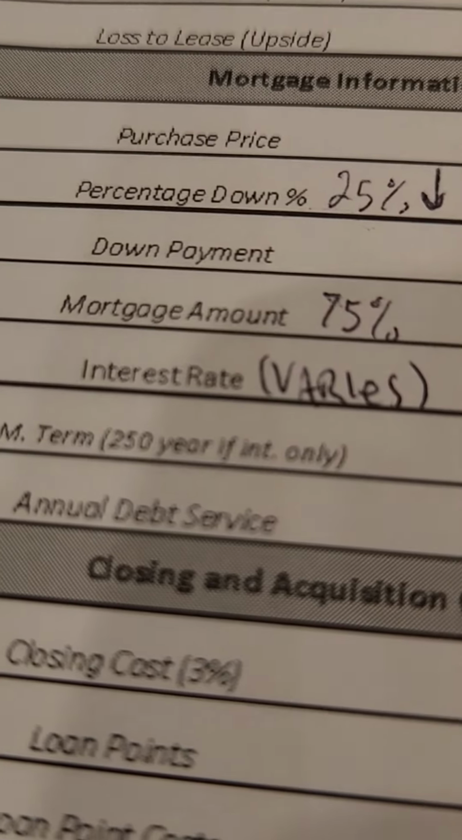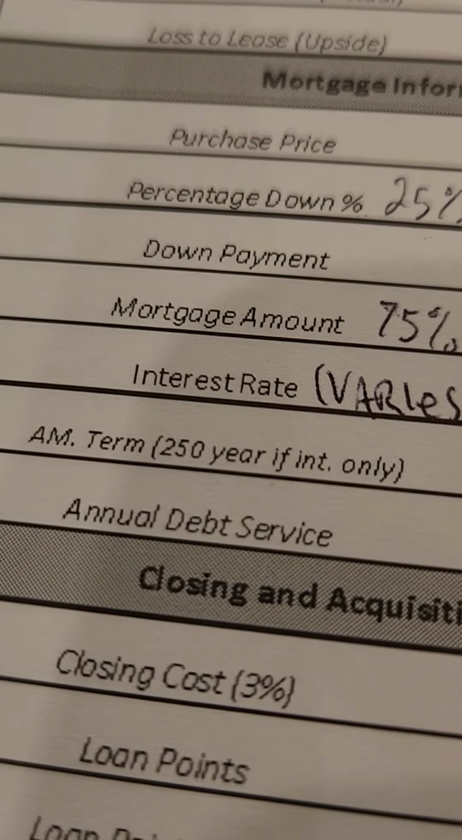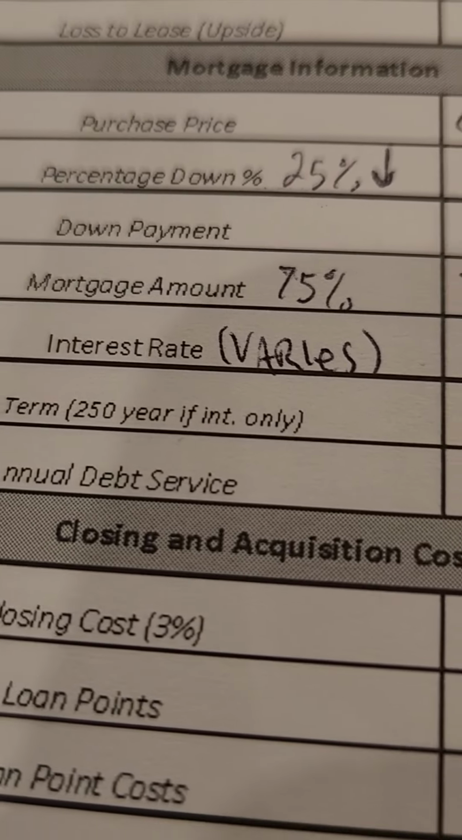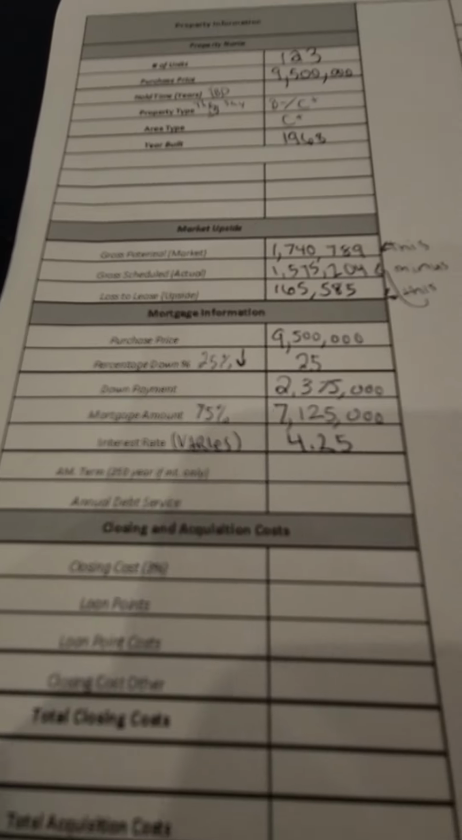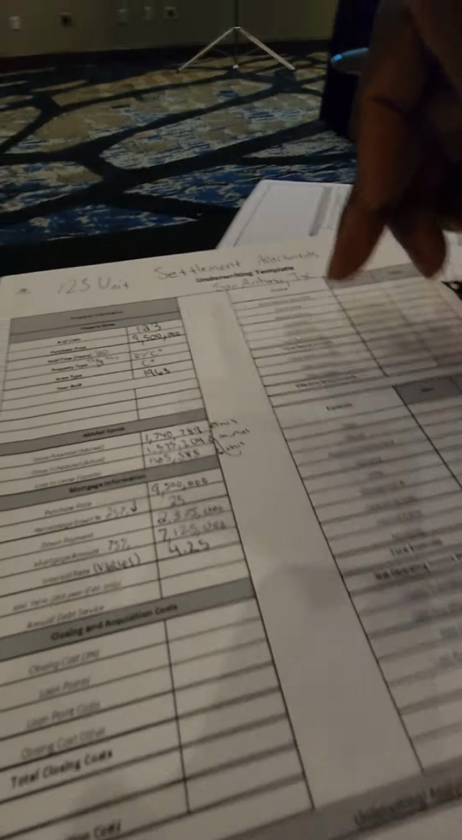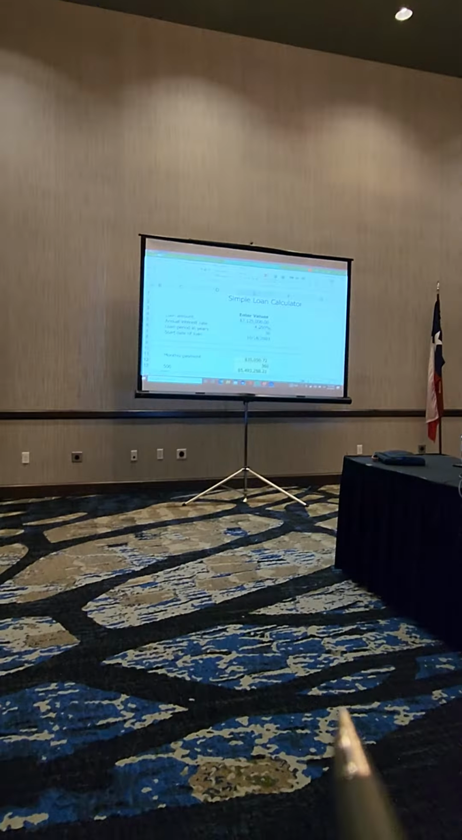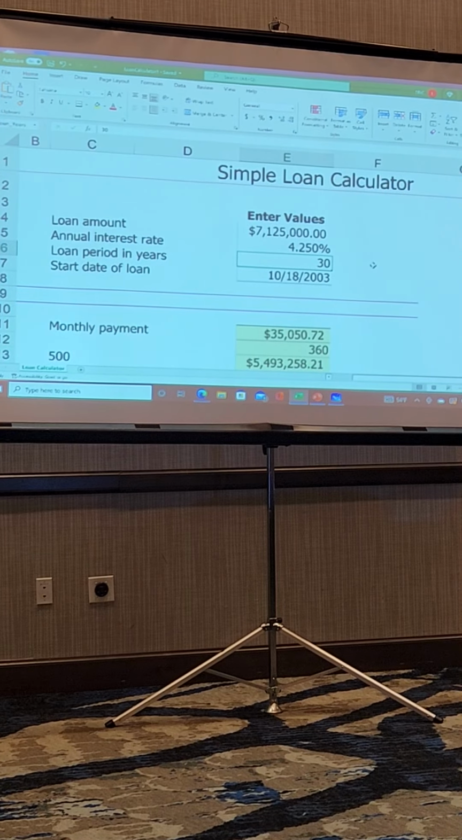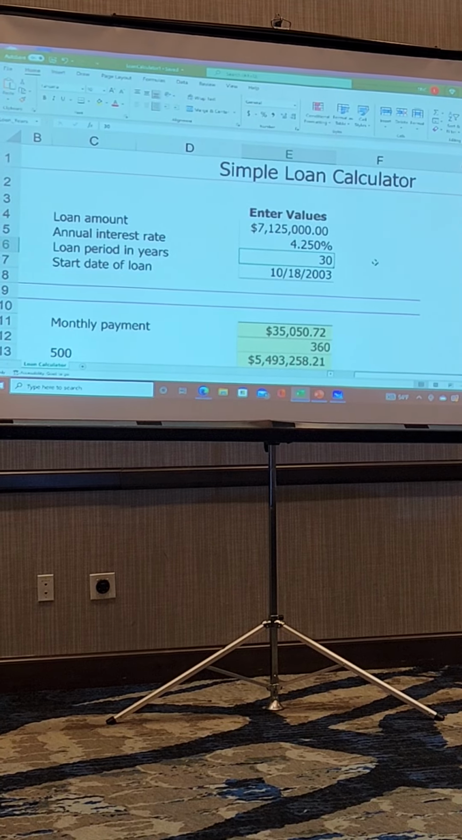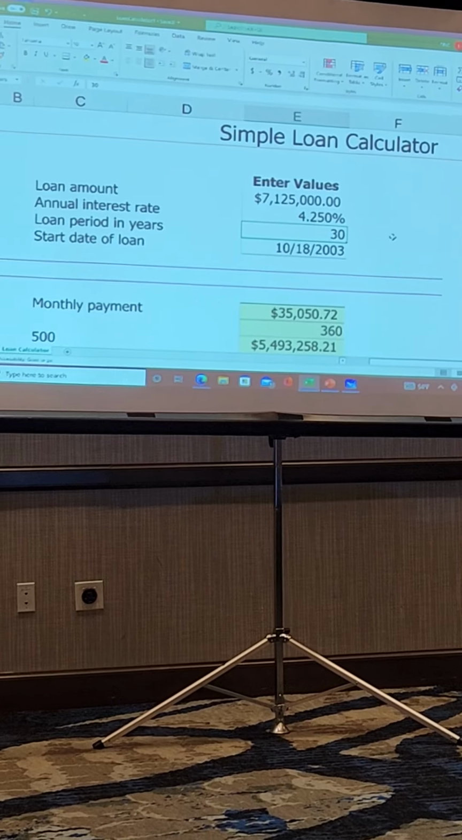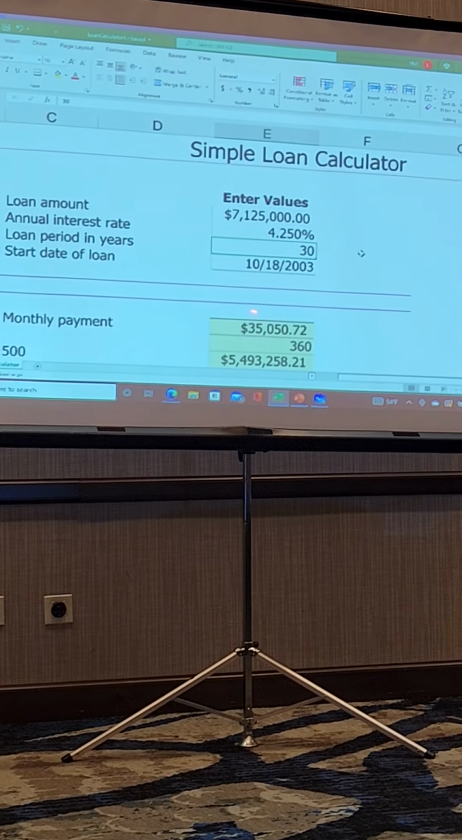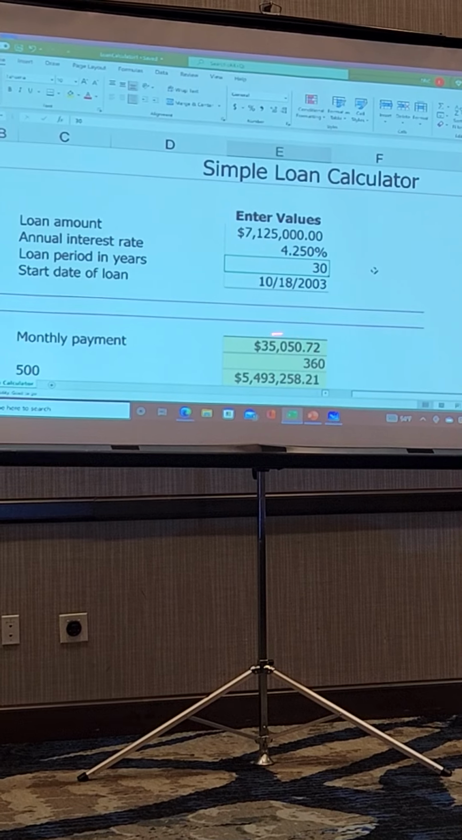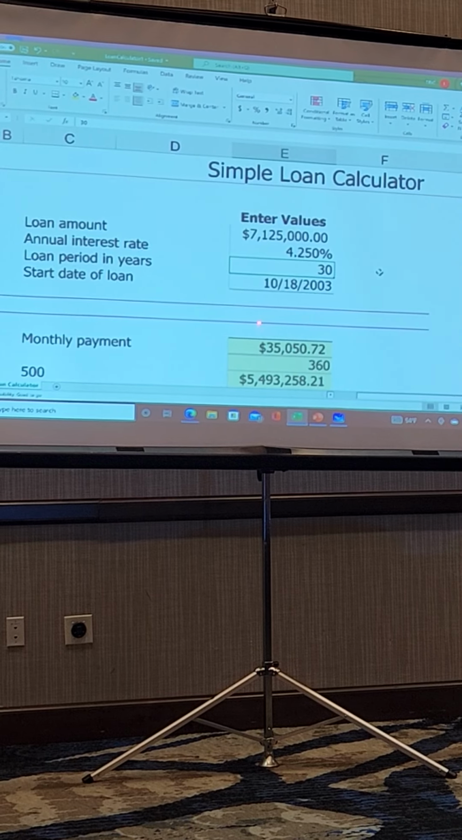Okay? So follow me here. We're going to borrow 7,125,000, right? At 4.25 for 30 years. So if I ran it at an amortization of 30 years, not interest only, just 30 years, I'd have a monthly payment of about $35,000 a month.